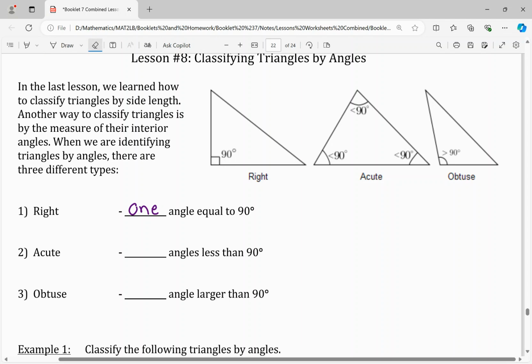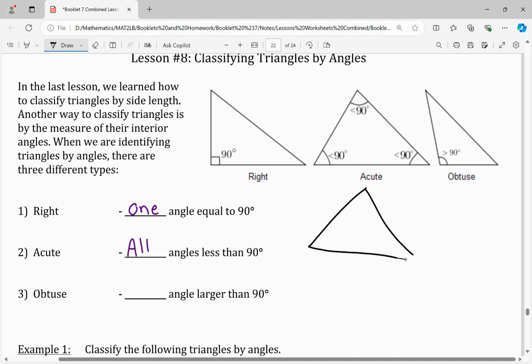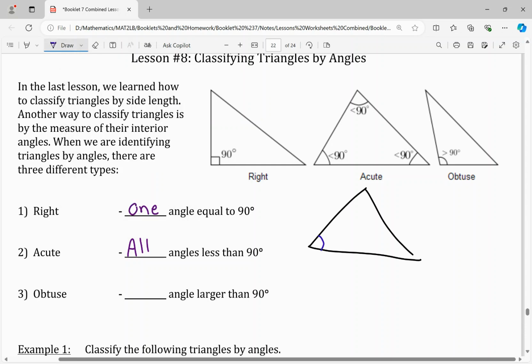Now, an acute triangle is one where all of the angles are less than 90 degrees. Right? You can see here in this triangle, you have three angles. All of them are less than 90. If I was to give you an actual triangle, poorly drawn, but we're going to use it nonetheless, I might say that this angle is 70 degrees, this angle is 50 degrees, and this angle is 60 degrees, right? All three of them are less than 90. This would be an acute triangle.